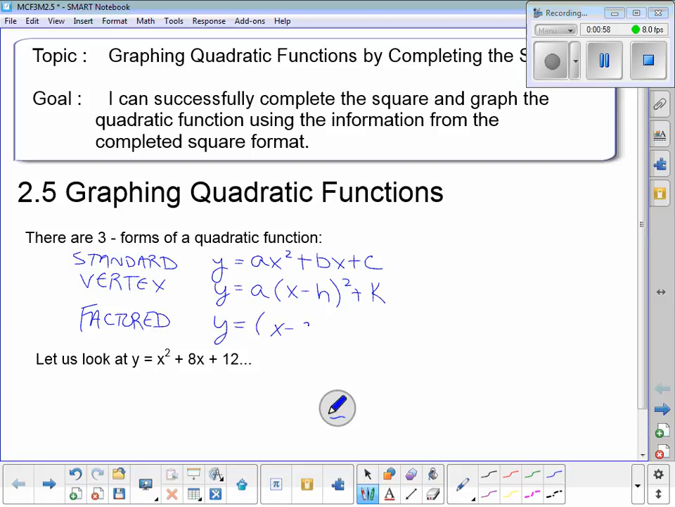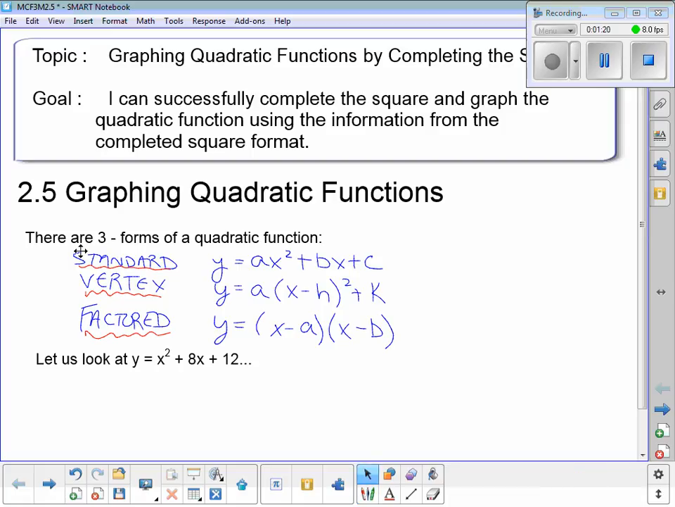So each of these you've done. Standard form is really what we were given originally. You've completed the square. That gets us to vertex form, so you've seen it. And factored form, we've practiced factoring, so you can also look at that. So those are our three forms for a quadratic function.